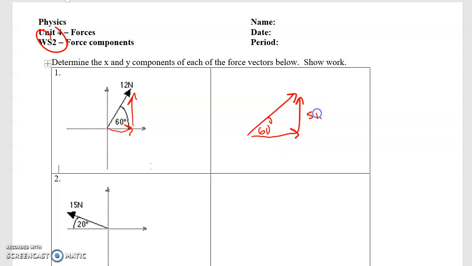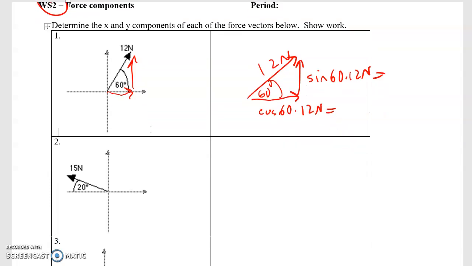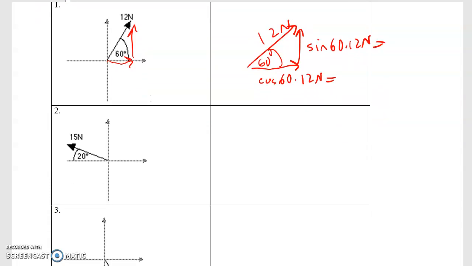As you remember, this will be sine of the angle times the original force, which is 12 newtons, and then you'll have the strength of the upward component of that diagonal force. Down here, you'll have cosine 60 times that 12 newtons, and that'll end up being your force in the x direction. So you can take a few minutes and work together to get all these worked out, just for some practice, no big deal.